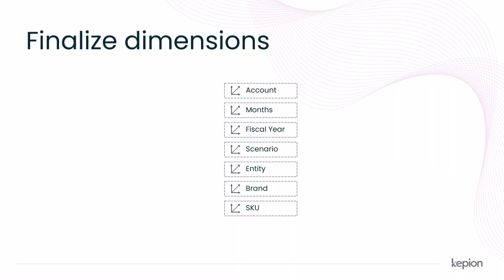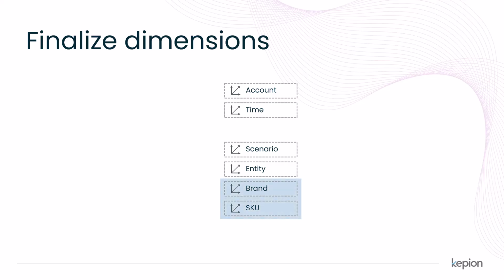Now let's take a look at what we have so far. These are the 7 potential dimensions we derived from the forms. Next, we should check if any of these dimensions are related. If so, we could consider combining them together for efficiency. Since months and fiscal year are both time concepts, let's combine them into a time dimension.